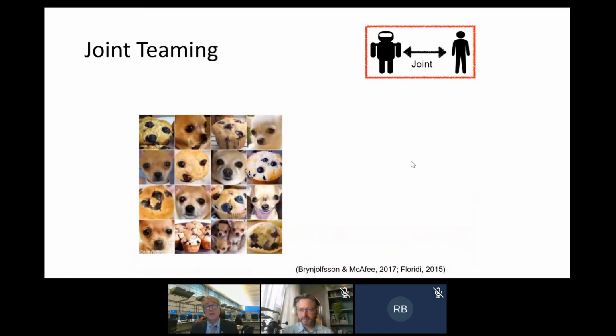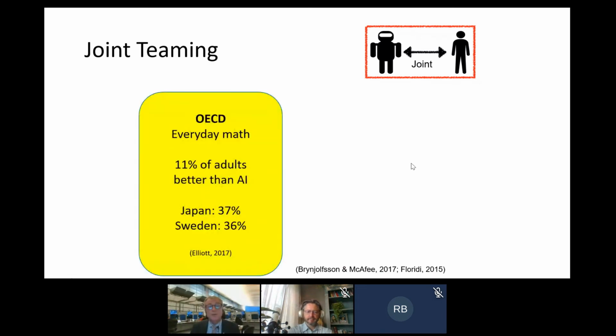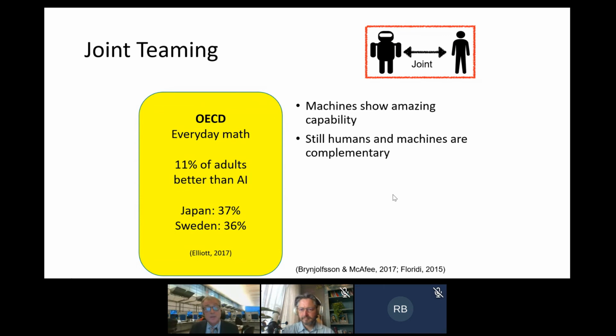So in joint teaming, here on the left-hand side, a picture of artificial intelligence, muffins, dogs, puppets, and things like this. So very impressive what artificial intelligence and machine learning can do. We have heard that before, but actually also what we need to keep in mind, here's some statistics on everyday maths, that you still have adults who can calculate much better than the artificial intelligence, but the machines show amazing capabilities, but still the humans and the machine are complementary. We should never forget that we will always have humans in the environment where the machines are working.